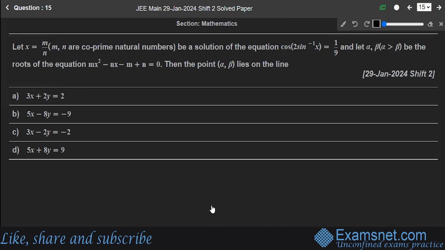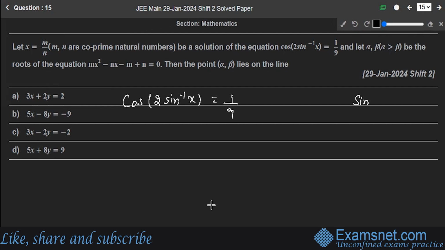Always break down your sum. The sum looks clumsy, no problem. Just break down your sum into steps. So now you have the given equation cos 2 sine inverse x = 1/9. Now, how will I solve something like cos of sine inverse something?